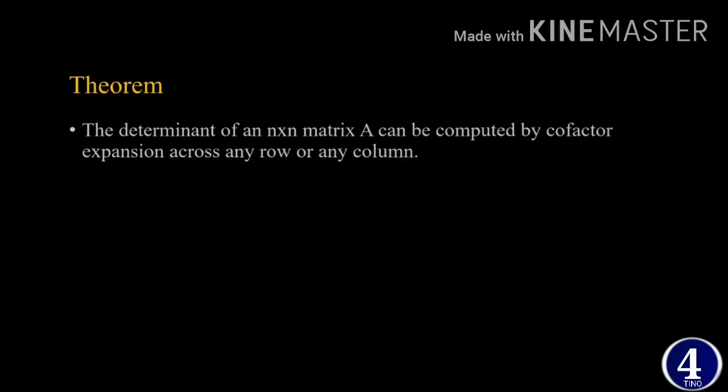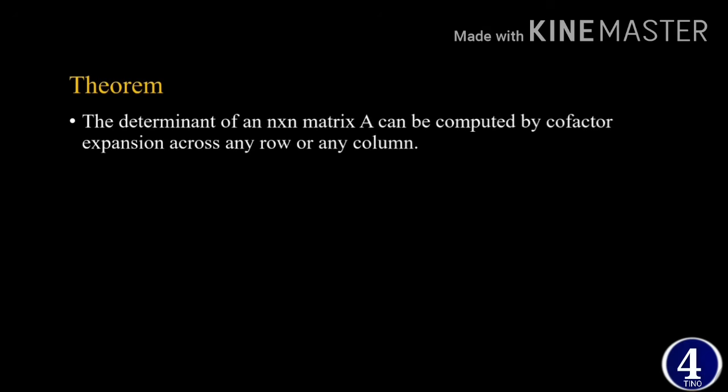Theorem: the determinant of an n by n matrix A can be computed by cofactor expansion across any row and any column. As we discussed earlier, across the first row, across the second row, across the first column, across the second column, across the third row, across the third column, whichever you choose, and the answer is going to be the same. Don't forget that. It is an extremely important theorem.